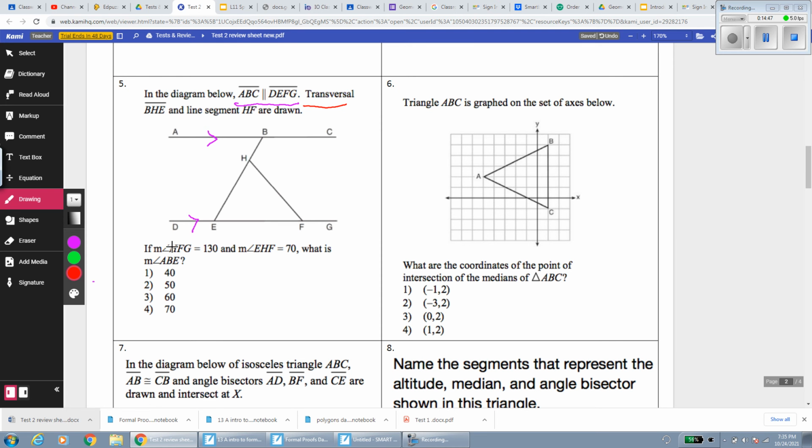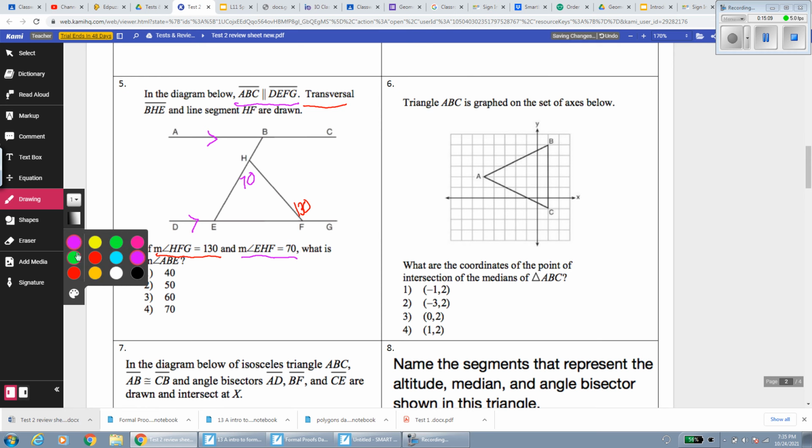So they tell us that the measure of angle HFG is 130. So HFG, F is in the middle, so that's right over here, 130. And they tell us that the measure of angle EHF is 70. EHF, H is in the middle, so that's right over here, 70.